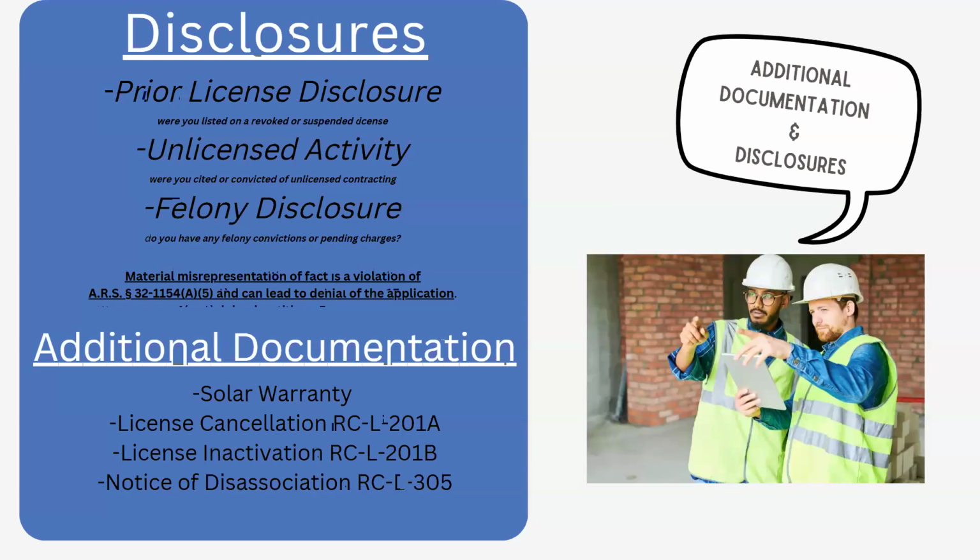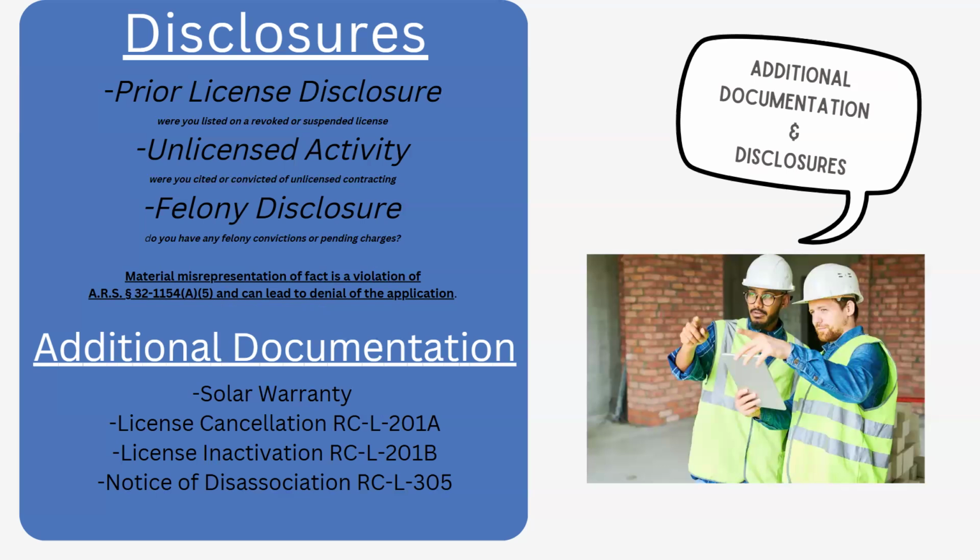Any additional documents that you may need to submit, such as a solar warranty if you're applying for a license that includes solar work. If you want to cancel a prior Arizona license, you can submit it with your application. Just keep in mind that a cancellation of a license is permanent and it can't be reversed. We also have the Arizona license inactivation form. If you have an Arizona license that you want to place on inactive, you can submit that. It does have a $50 fee, but it lets you place the license on hold for 5 years.